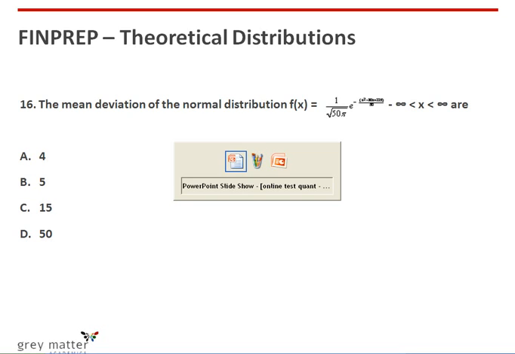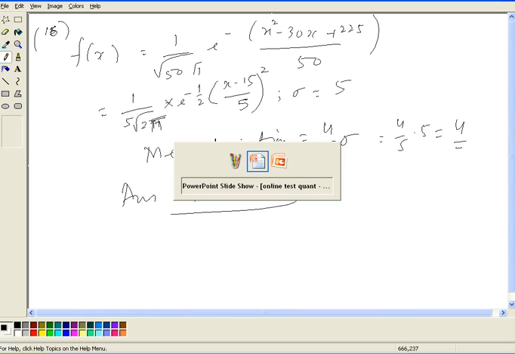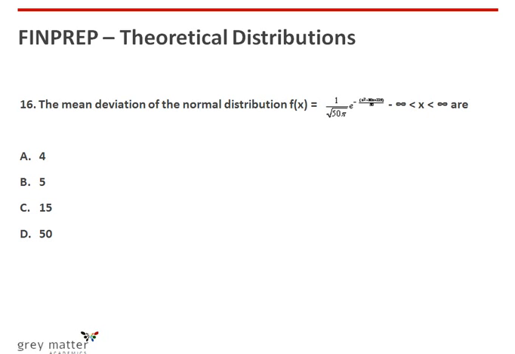We go to the work area, and when we bring it to the standard format of a normal distribution, we find that when you standardize as per the Gaussian distribution, sigma happens to be 5. But we know in a Gaussian distribution, mean deviation is equal to 4 by 5 sigma, which is 4 by 5 into 5 equal to 4. It is option A. Going to our PowerPoint presentation, it is option A, which says it is equal to 4.